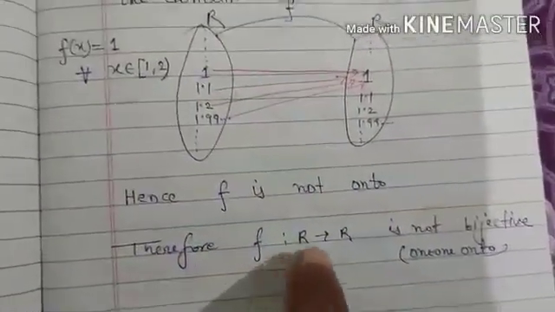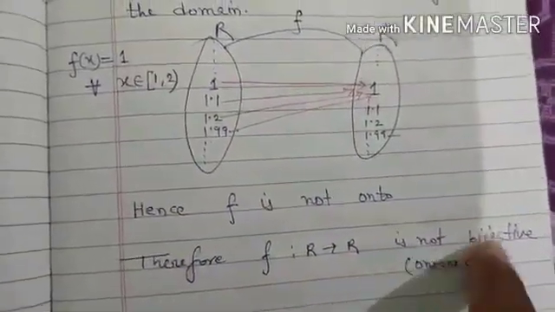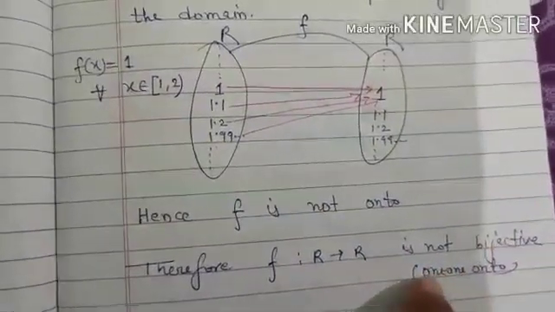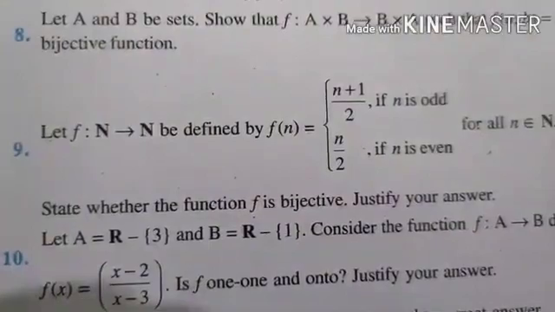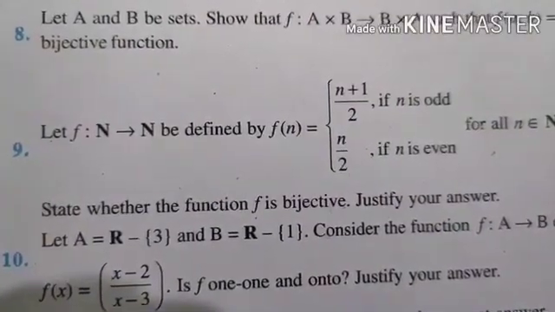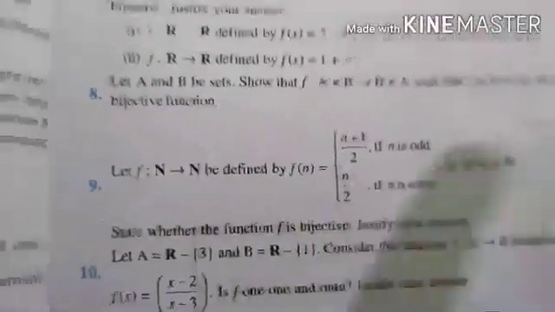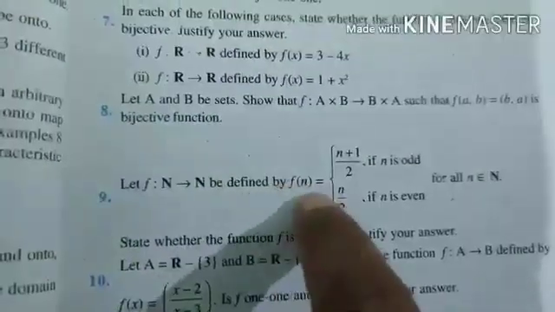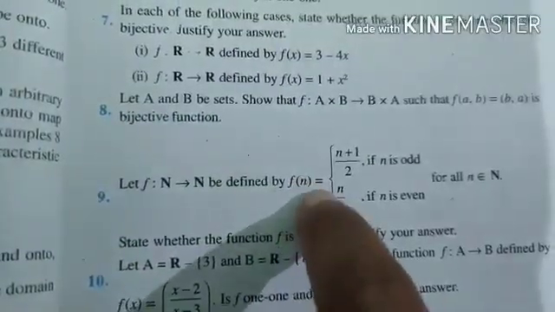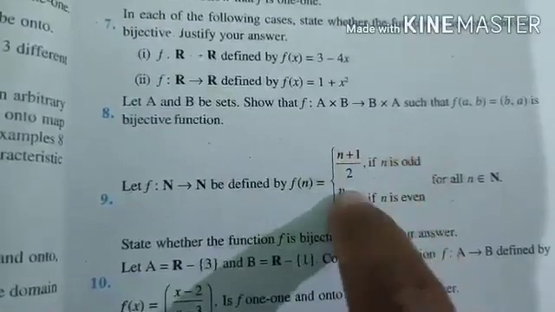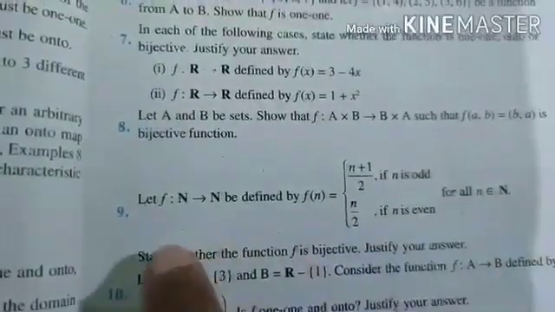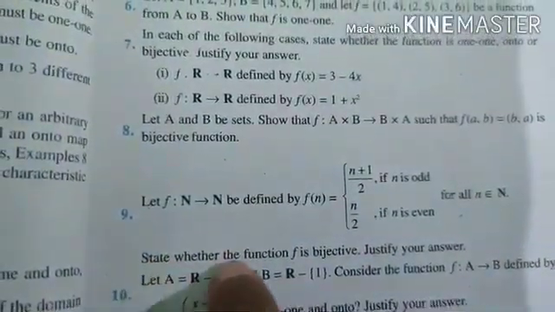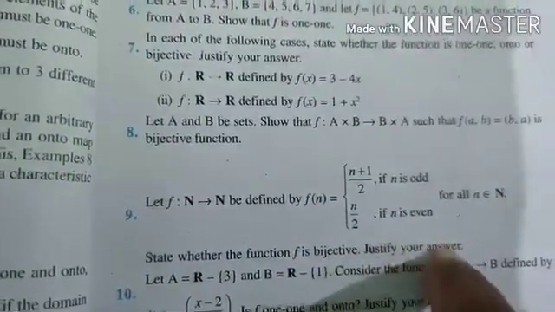Therefore, f such that R to R is not bijective function. It means not one-one onto. Now we are doing question number 9, which says f such that N to N be defined by f(n) equal to (n plus 1) upon 2 if n is odd, n upon 2 if n is even, for all n belong to N. State whether the function is bijective. Justify your answer.